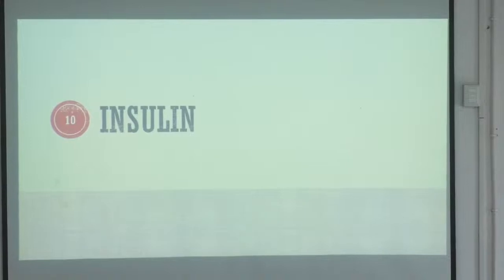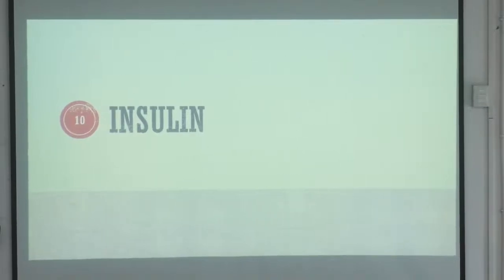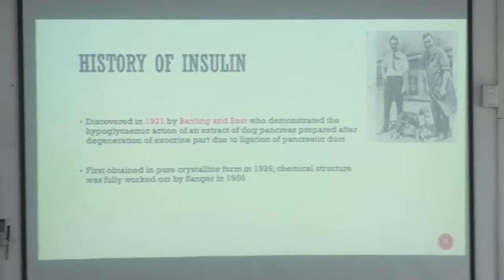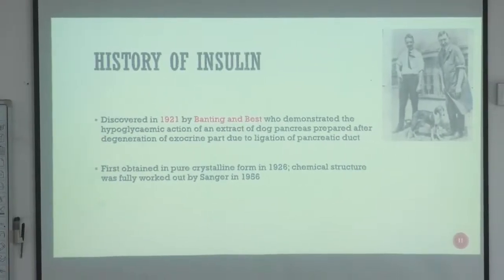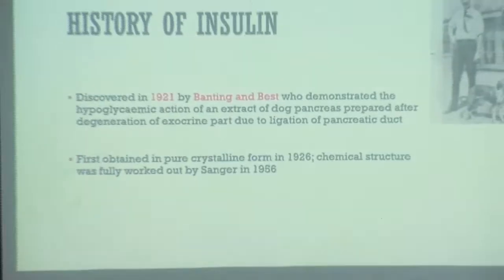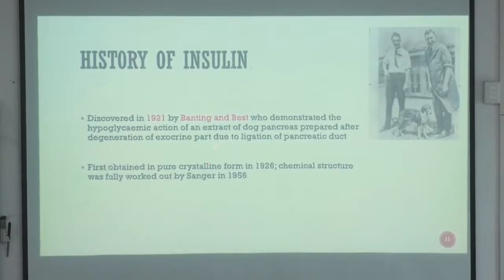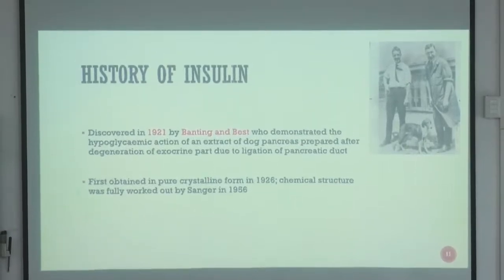Now coming to insulin. Insulin was discovered in 1921. Before 1921, a patient having diabetes was destined to die because no drug was available till that time. It was Banting and Best who discovered insulin. They discovered insulin in 1921 by demonstrating the hypoglycemic effect of the extract from dog pancreas.